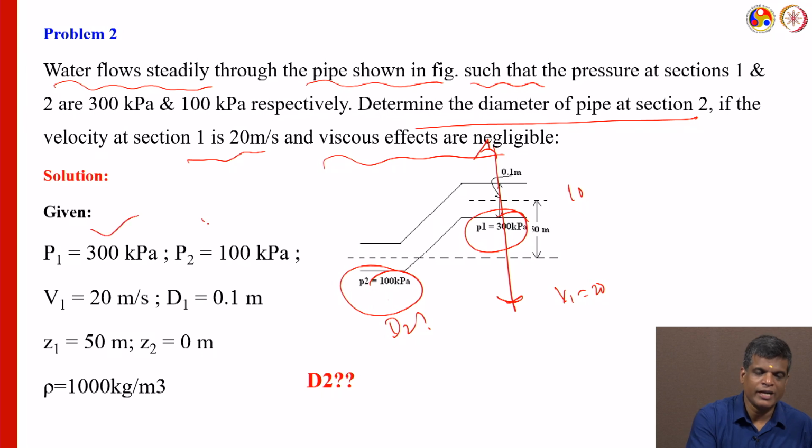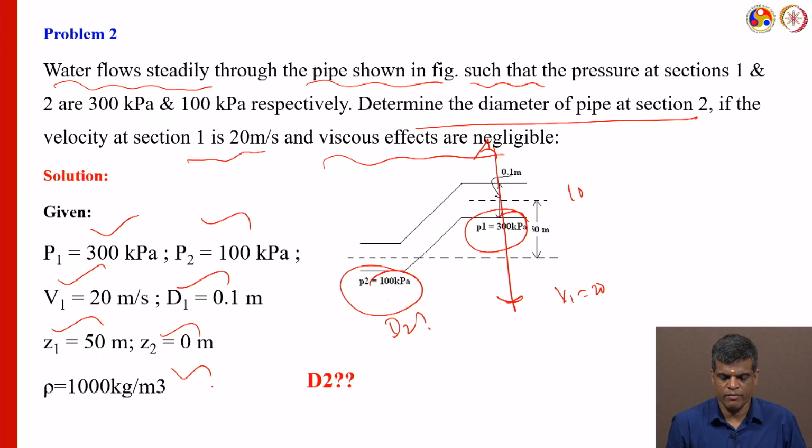So, P1 and P2 are already given, and the velocity V1 we know, but V2 we do not know. D1, Z1, Z2 all we know, because the height difference is here, Z1 and Z2. Then the density is 1000 kg per meter cube. The height itself is given here, the value is 50 meter. The value is already given, maybe you are not able to see that 50 meter here.